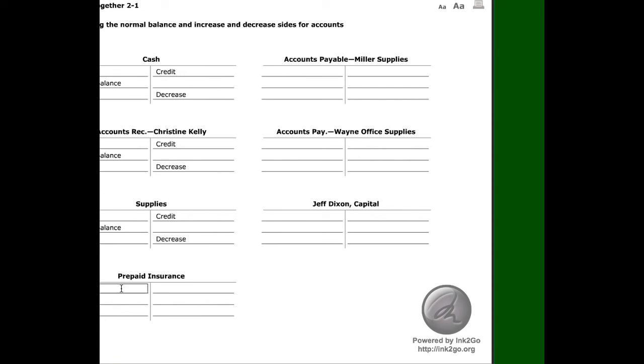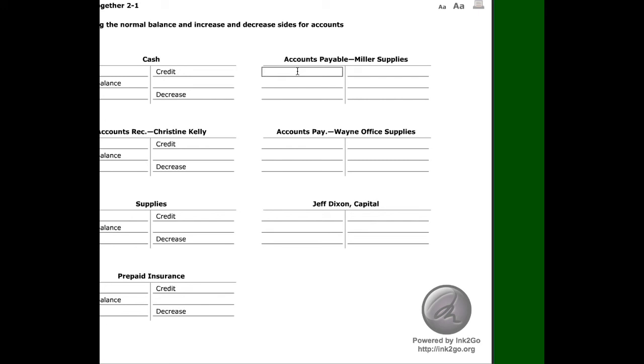And lastly, for this column, we have prepaid insurance, which, you guessed it, is yet again an asset account. So we're going to follow the same steps we did for cash, accounts receivable, and supplies. Debit the left, crediting the right, normal balance, and increase and decrease.